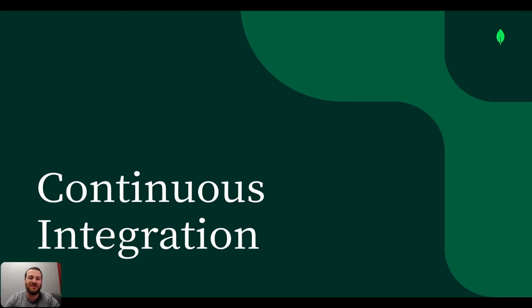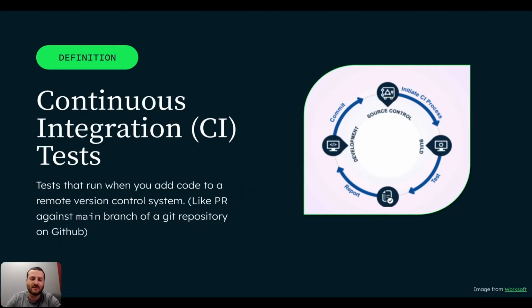Now let's discuss one further advantage of unit testing your code examples. You can use them with continuous integration. But first, let's define what a continuous integration test is. Basically, this is a test that runs when you add code to a remote version control system. The best example is probably when you add a pull request to a remote Git repository, like on GitHub, for example. Then a test will run, making sure that everything passes before you deploy your code.